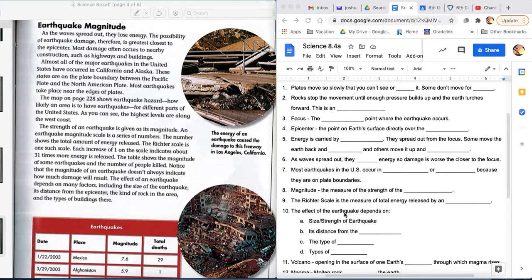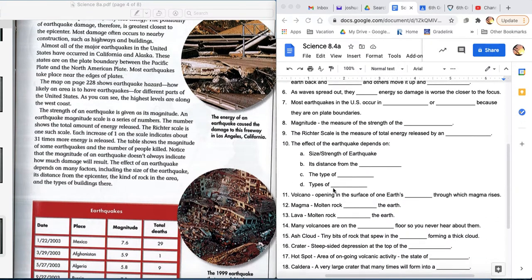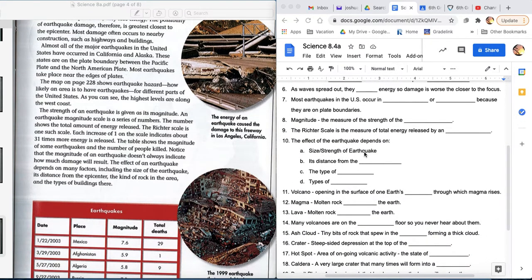Why is that? Because the effect of the earthquake depends on a number of factors: the size of the earthquake, the distance from the epicenter, the kind of rock in an area, and the types of buildings in that area. So guys, you're filling in number 10 here. You got the size and strength of an earthquake. So in general, the higher the magnitude, the more damage.